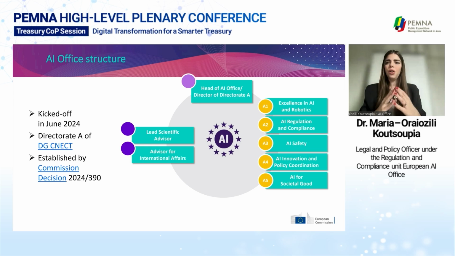There is a head of the office, a lead scientific advisor, and an advisor for international affairs. We have a specific person dedicated to the international affairs in the AI office. And there are 5 different sectors: excellence in AI and robotics, they're working on the robots; AI regulation and compliance, that's where I'm currently working; AI safety, about how to be sure about a few things that are risky in the AI; AI innovation and policy coordination; and AI for societal good. Next slide, please.